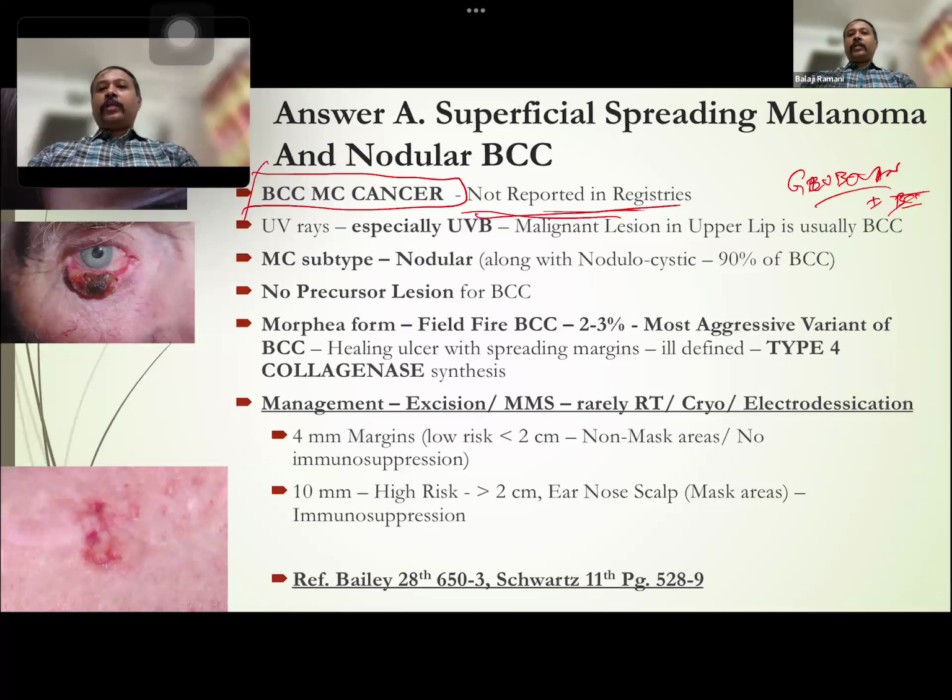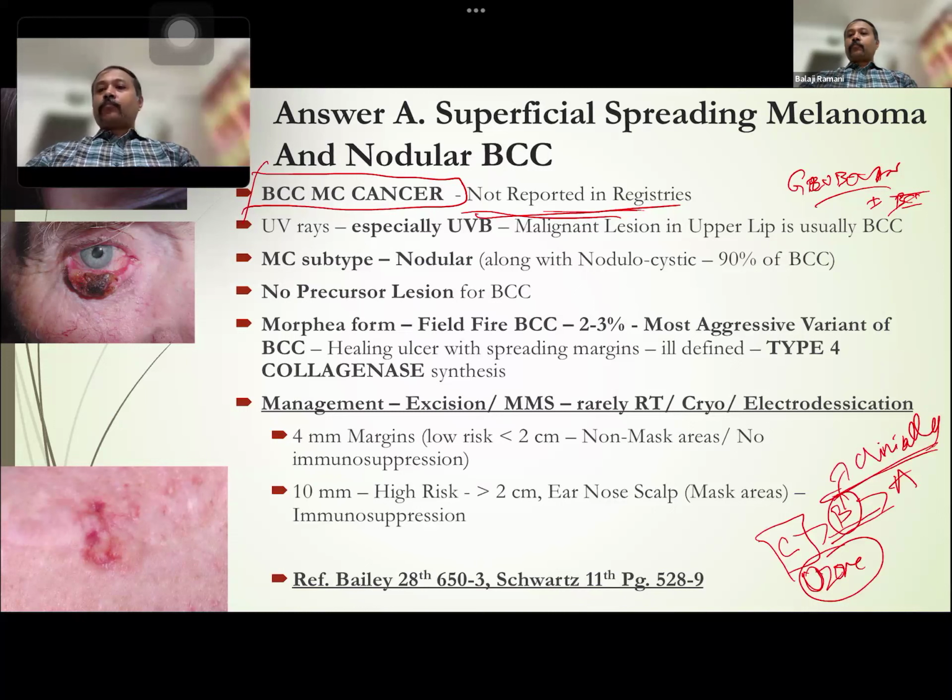Then what is the causation? We all know that UV rays are dangerous. Both UVA, B, C, everything is dangerous. Order is C greater than B greater than A. But of course, C is generally filtered by the ozone layer. So clinically, if you ask which is the most important or dangerous UV ray, that is going to be UVB. So the exam answer should be UVB, which should be the most important one.